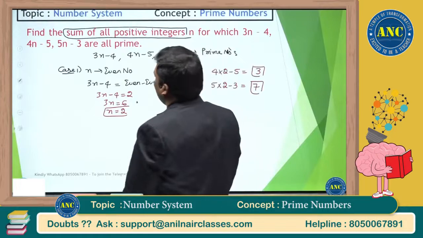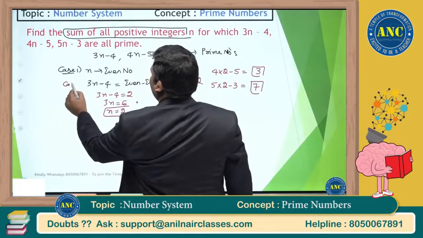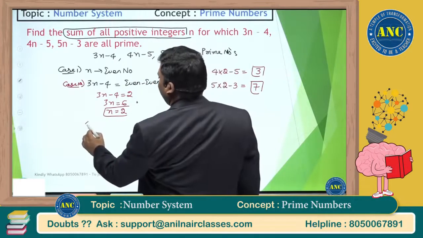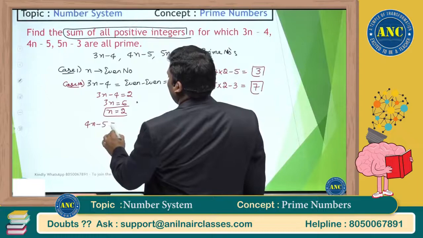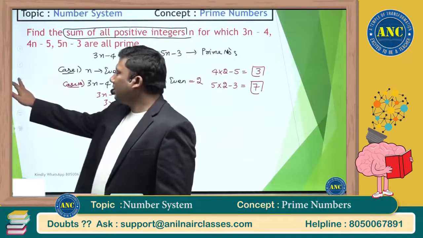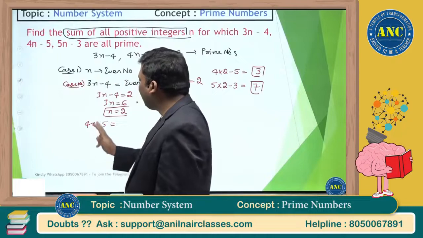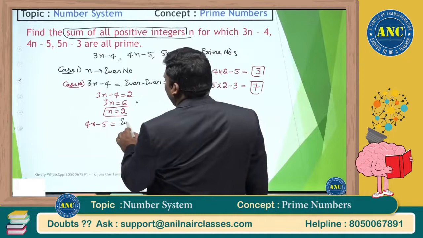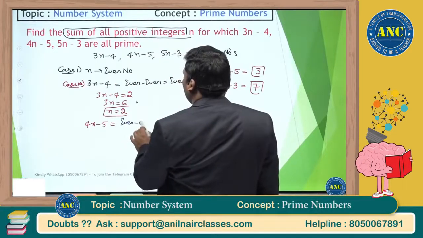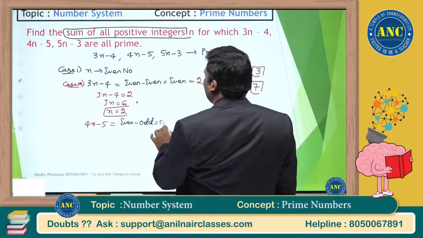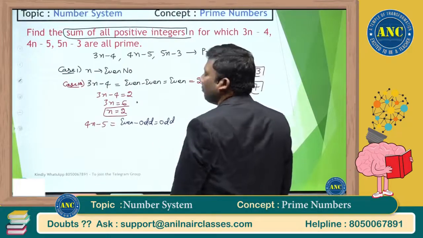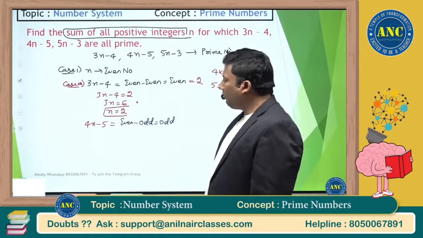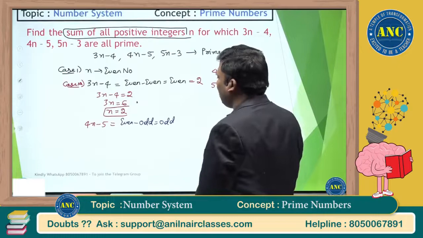Now consider 4n minus 5. If n is even, even times even is even, and 5 is an odd number. Even minus odd is an odd number. I hope the idea is clear: 4n minus 5, even minus odd, is an odd number.